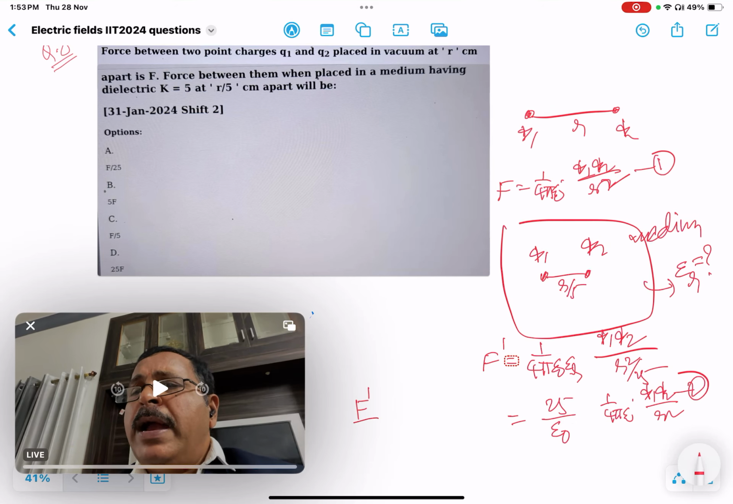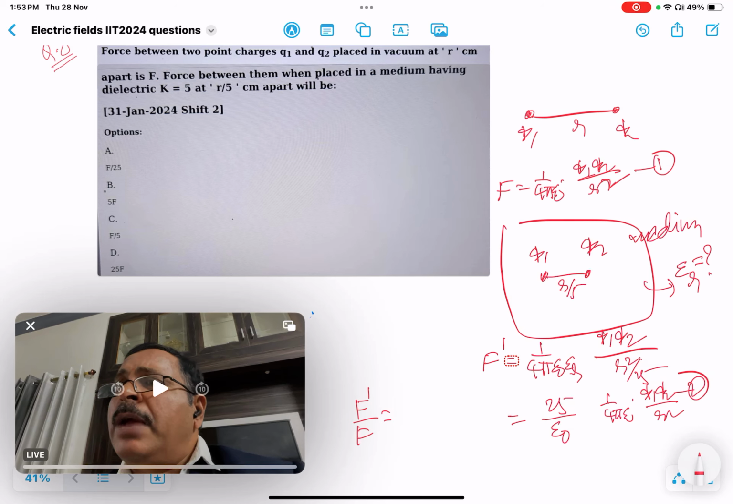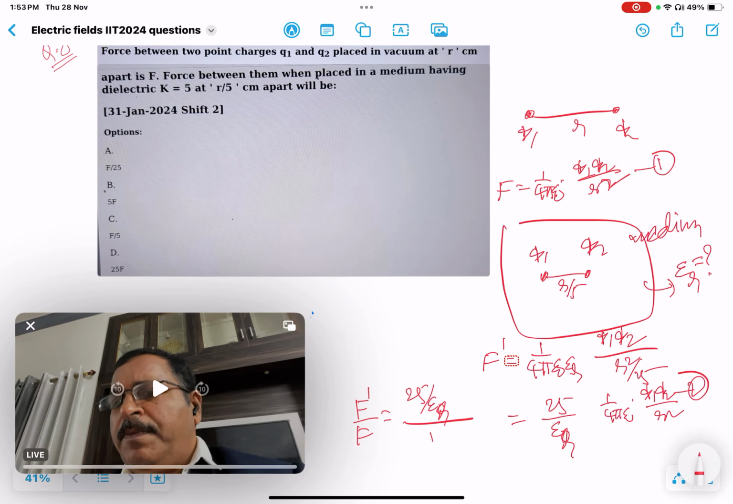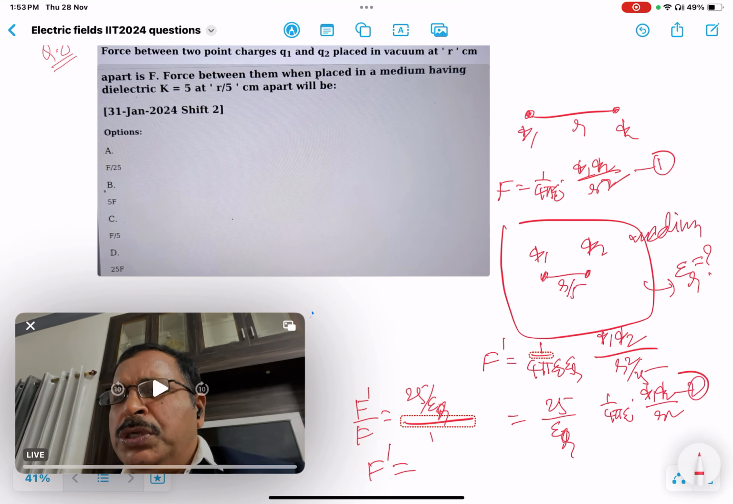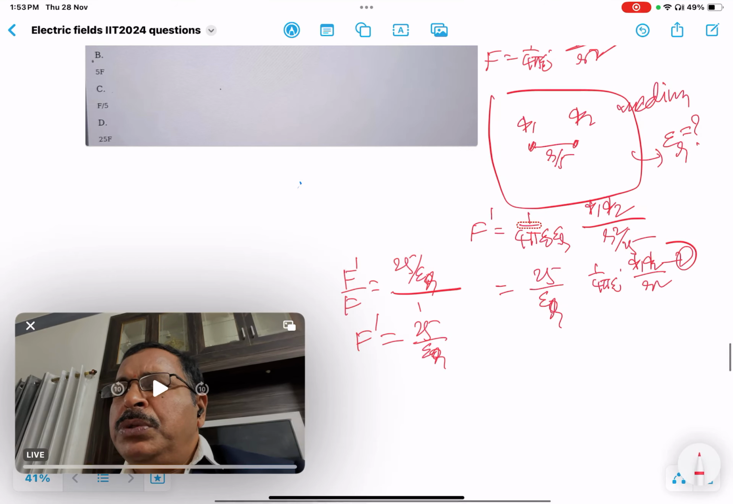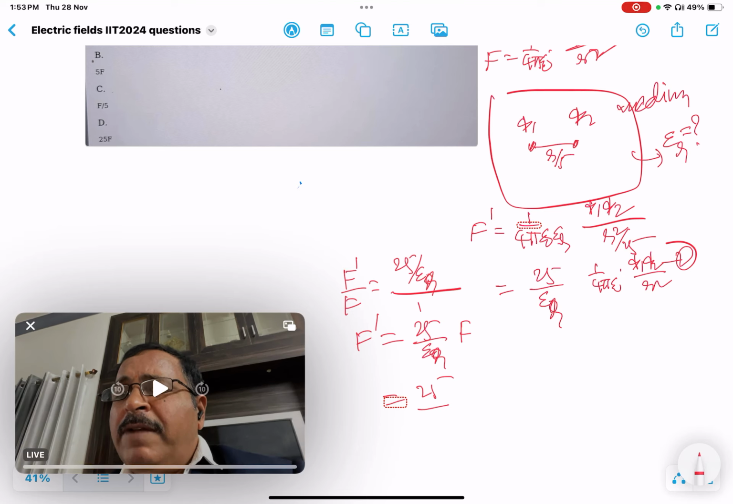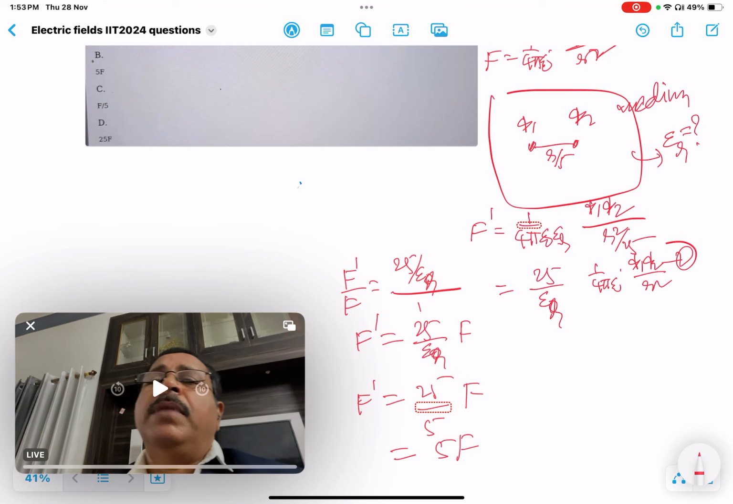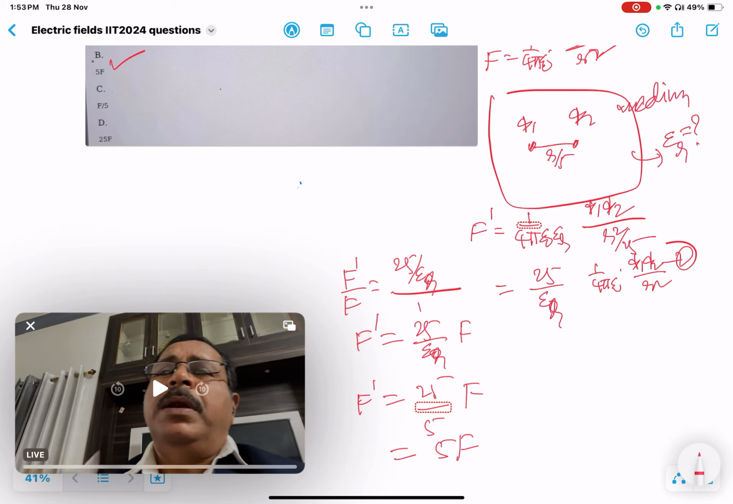So F dash by F, if we do the calculation, then what happens? 25 by epsilon R divided by 1. So F dash is equal to 25 by epsilon R into F. So 25 divided by epsilon R, I think is given there. Epsilon R value is 5 given, then F dash is 5F. My dear students, this is option number B.